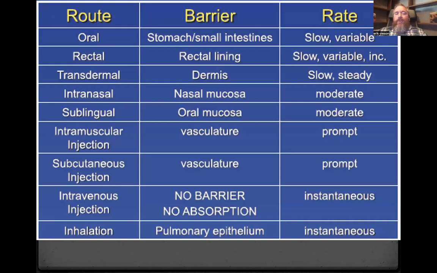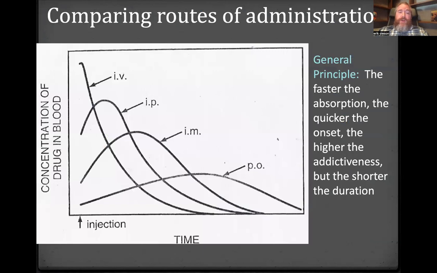Here's a general table that gets into how these routes of administration can influence where they're going, what barrier they're going through, and how quickly they act. Inhalation and IV are going to be fast. IM, subcutaneous, a little slower. Intraperitoneal should be in that area as well. Intranasal and sublingual, a little slower. Oral, very slow. Rectal, variable, can be faster. And you're certainly avoiding the first pass liver metabolism, depending on if it's done right. And then transdermal, very slow.